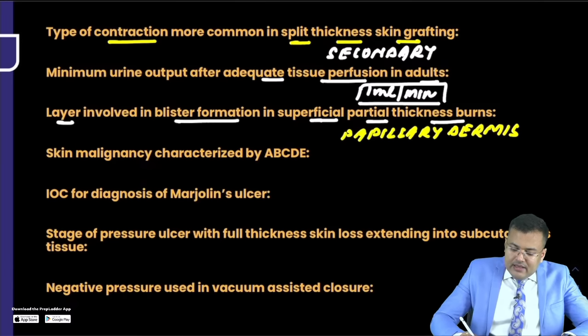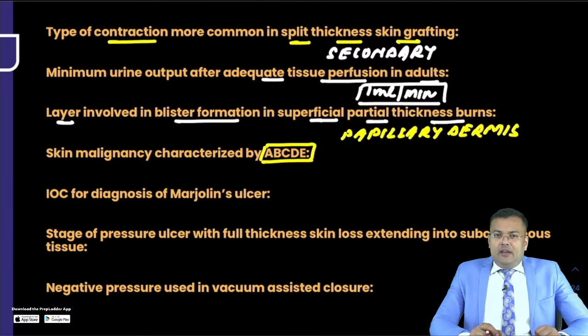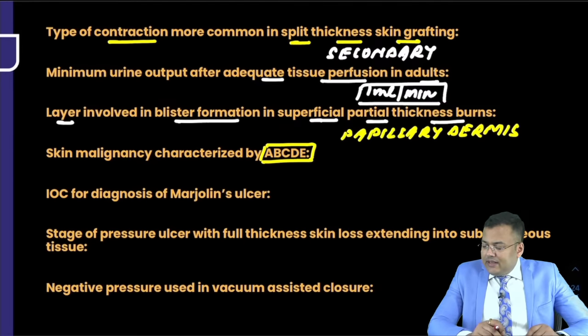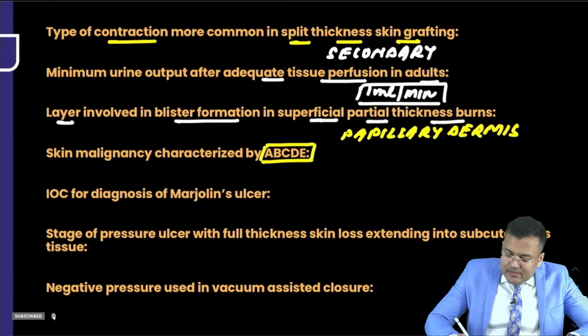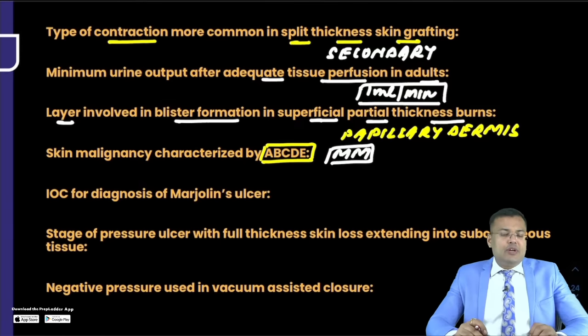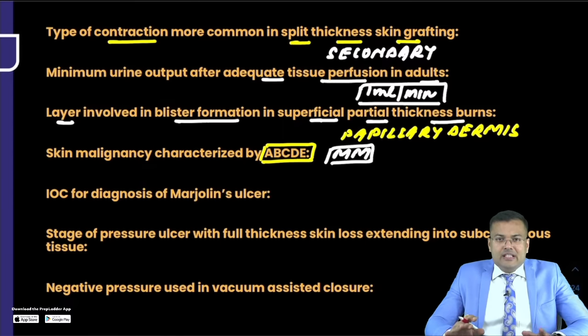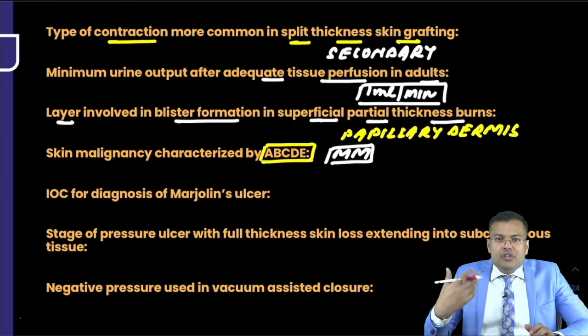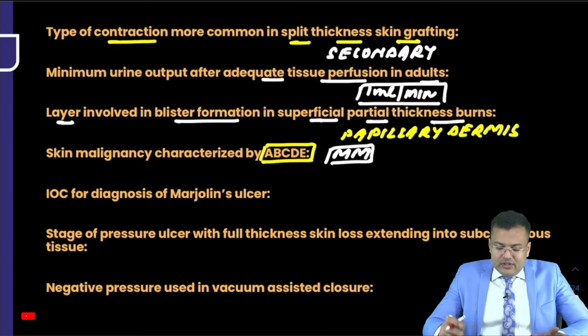Next, skin malignancy characterized by A, B, C, D, E. Tell me. Vishal Roy, first person to reply correctly. It is malignant melanoma. And guys, you know what is A, B, C, D, E? A, asymmetry. B, border irregularity. C, color variation. D, change in diameter or diameter more than 6 mm. And E, evolution in shape, size, color. So this is A, B, C, D, E.